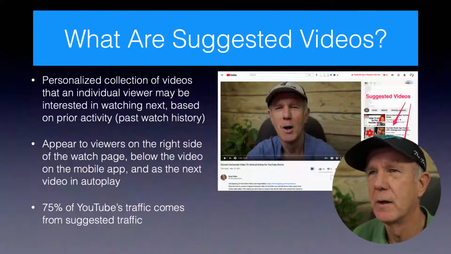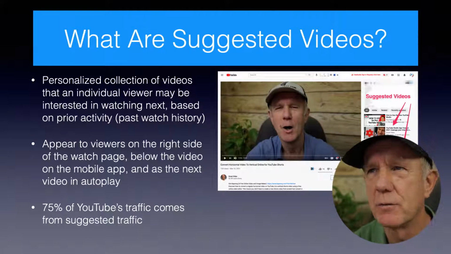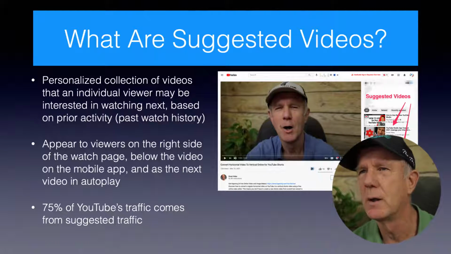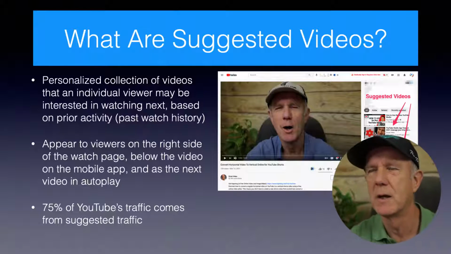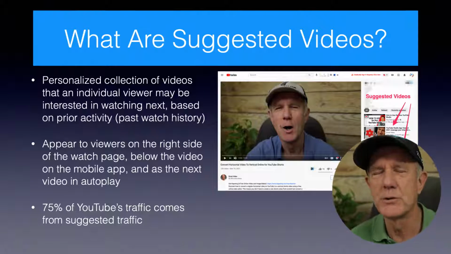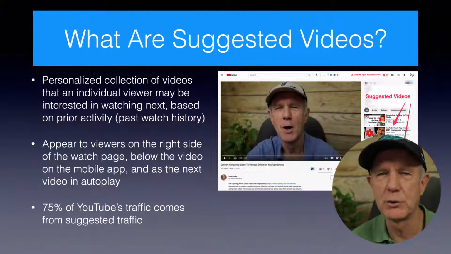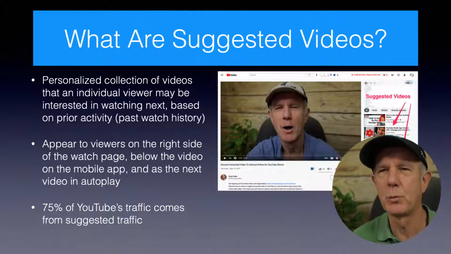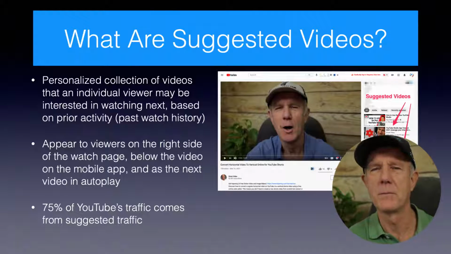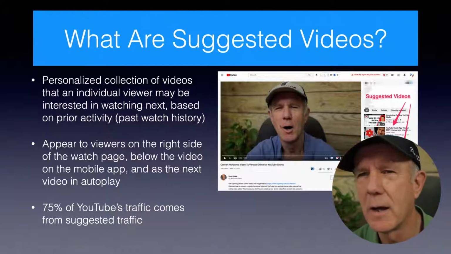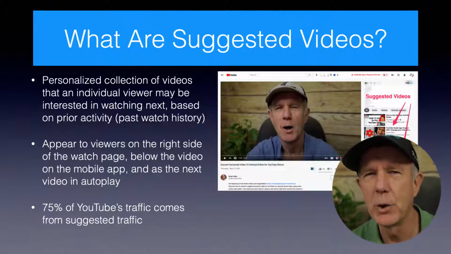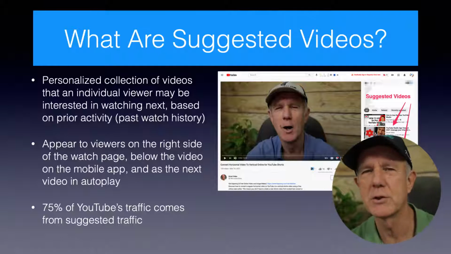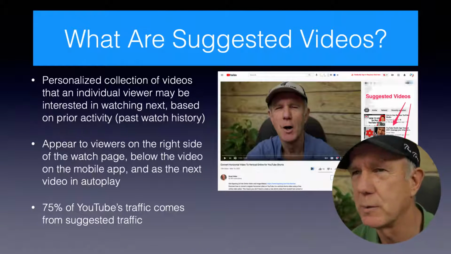So let's take a look at that. What are suggested videos? This is a personalized collection of videos that an individual viewer may be interested in watching next based on prior activity or past watch history. So this is how the YouTube algorithm works: the videos and playlists that you're shown are based upon your personal browsing history, what you've watched before, your past watch history, and so YouTube can determine what kind of videos it should show you based upon what you've watched before.